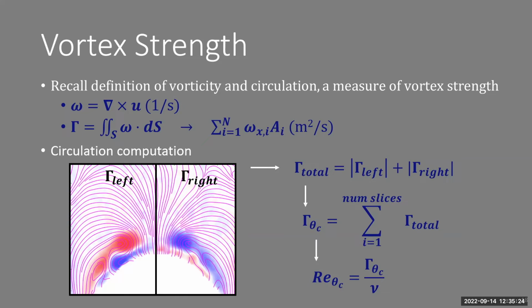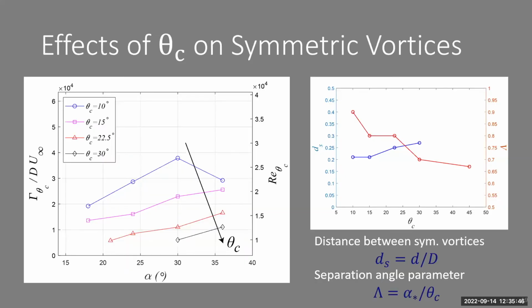We sum those along the length of the cone. So all of the slices that we've made along the length of the cone, we sum those to get an idea of the vortex strength associated with one cone at one particular angle of attack. And finally, that corresponds to a Reynolds number based on circulation. A lot of words, but this will be very important in describing the following plots.